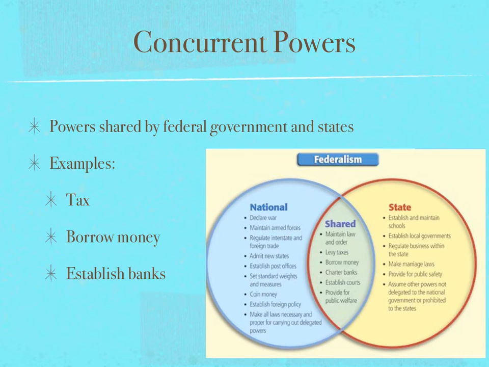We also have concurrent powers. These are powers that are shared by both the federal government and the states, so they both are able to do certain things. Both governments can tax you, both can borrow money, and both can establish banks. So the shared powers, those are known as concurrent powers.